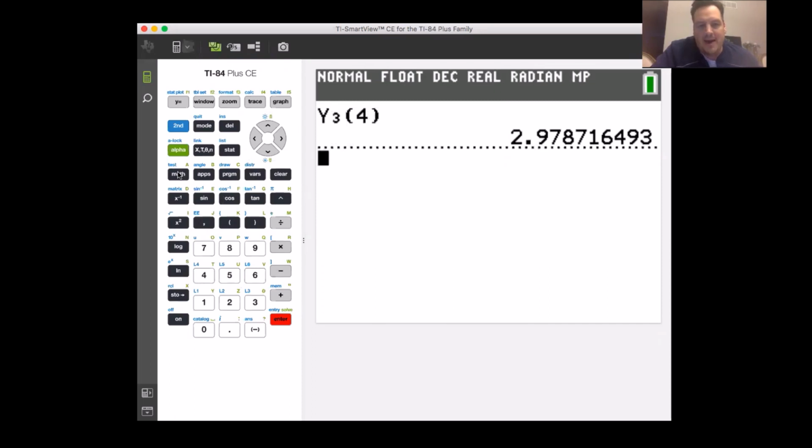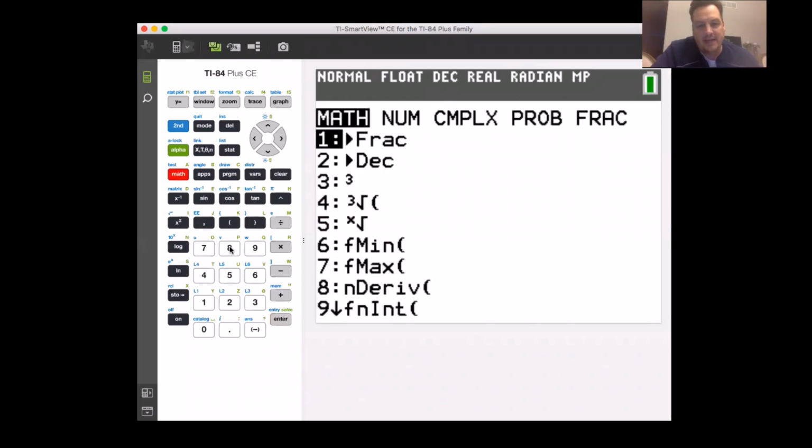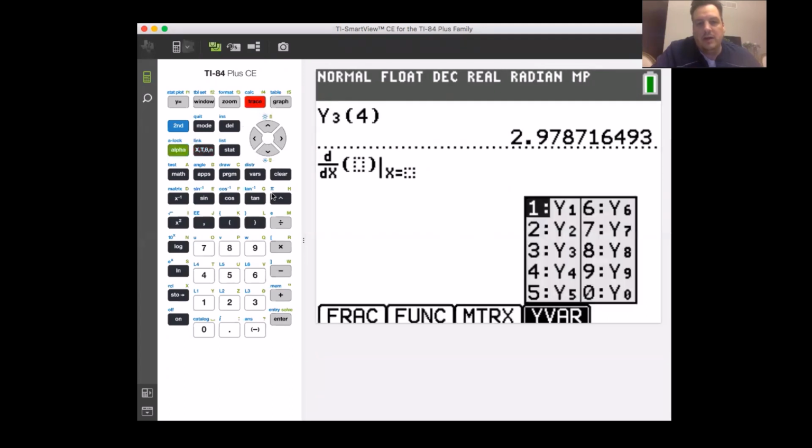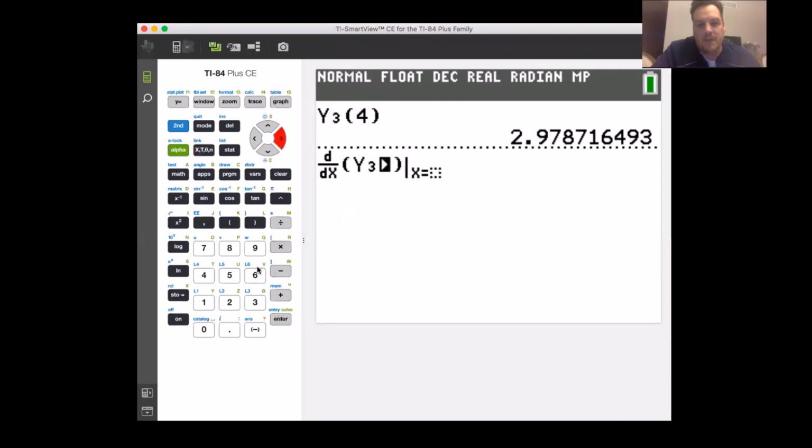And then I also need to find A of 4, and A of 4 is the derivative of velocity. So in our math menu, if we hit math 8, that's where our derivative is. We're going to take the derivative of Y3, right? So we go to our alpha F4 for our shortcuts, and we've got Y3 there, and at X equals 4.